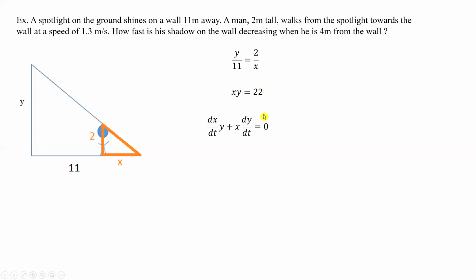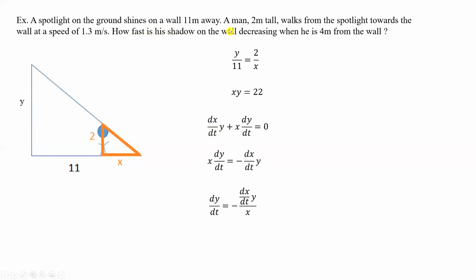What is it we're looking for? How fast? That means we're looking for d's. Shadow on the wall. So how fast is y changing? We're looking for dy dt. So let's get this term by itself. Let's take the dx dt y to the other side, making it negative, and then divide both sides by x. Now, filling in what we know.